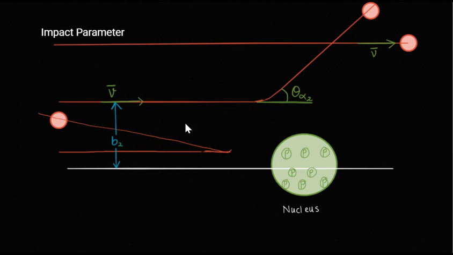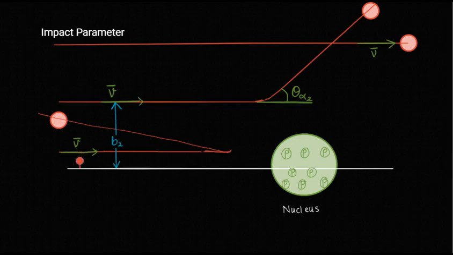Now similarly, consider your third alpha particle. Let us consider this one as the velocity vector for the third alpha particle. In that case, this distance will be your impact parameter.